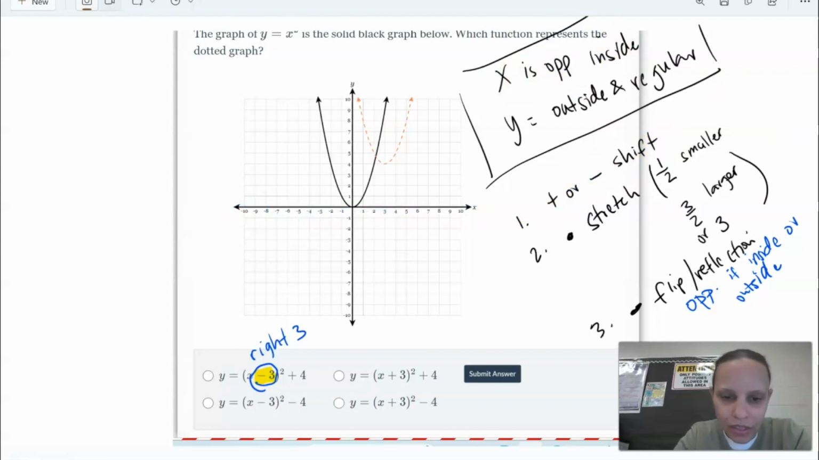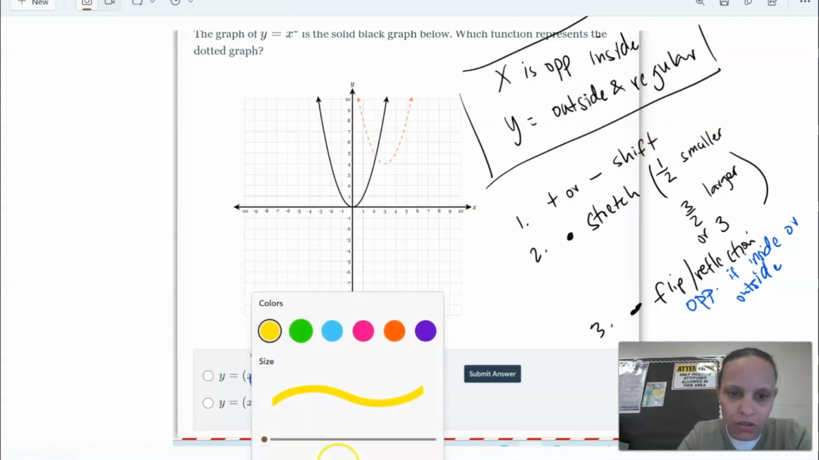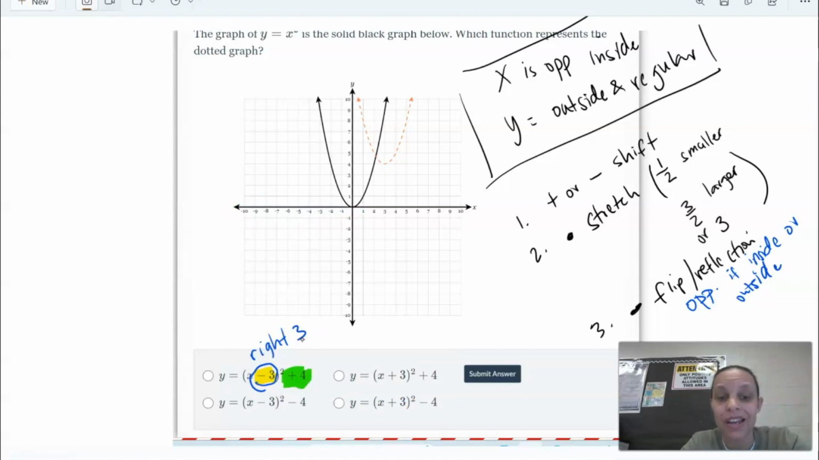All right, we're going to look at this +4. I'll do a different color just so we can highlight it. This +4 right here. Is that inside or outside? That's outside, so we go to outside. Outside is y and regular, what you think. So if I think of y direction, adding 4.